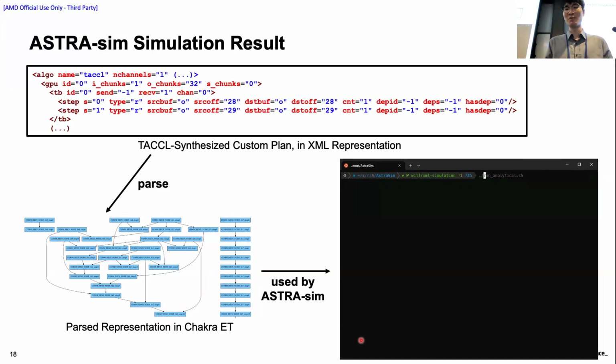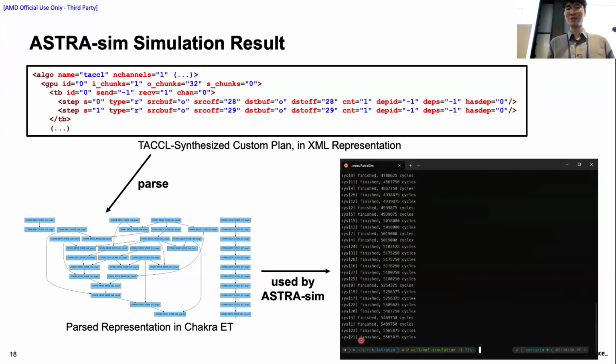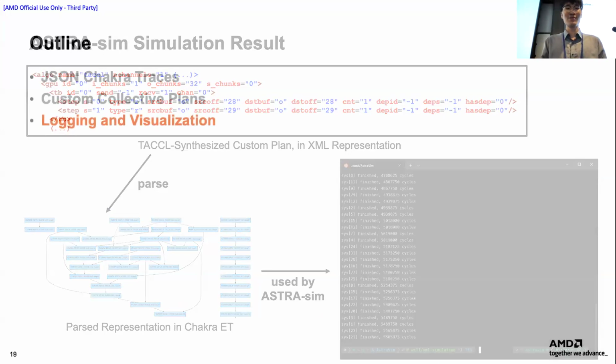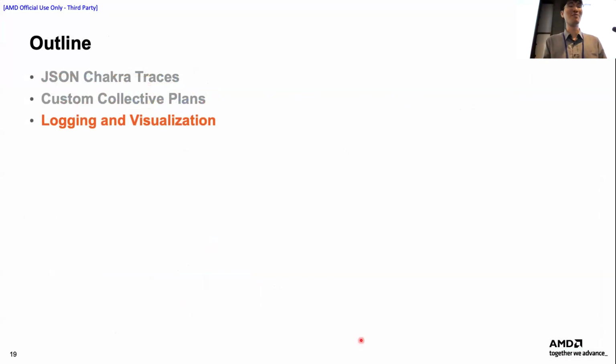So this is a very simple demo of running the custom collective. And as you can see, we just pass the XML file. It will bypass the existing textbook representations, the collective algorithms, and give you the custom collective simulation results. So with that, I'll finish my part and pass my pointer to Ruchi to explain about the logging and the visualization efforts in ASTRA-sim.